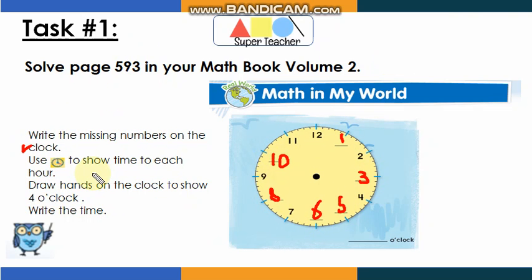Now what we are going to do is to draw hands on the clock to show 4 o'clock, okay? So how many hands am I going to draw? 2 hands. So the short one will be pointing to number? 4. While the long one will point to number? 12. So what time is it, everyone? 4 o'clock. Well done.